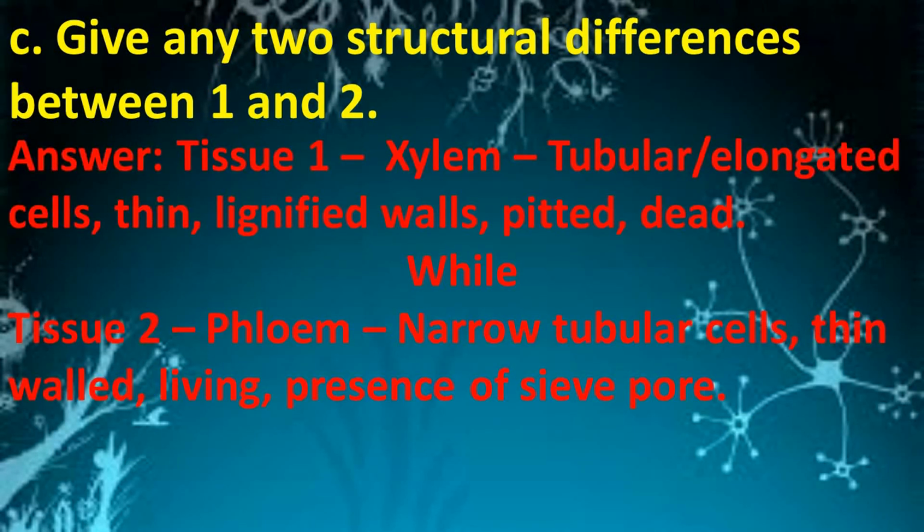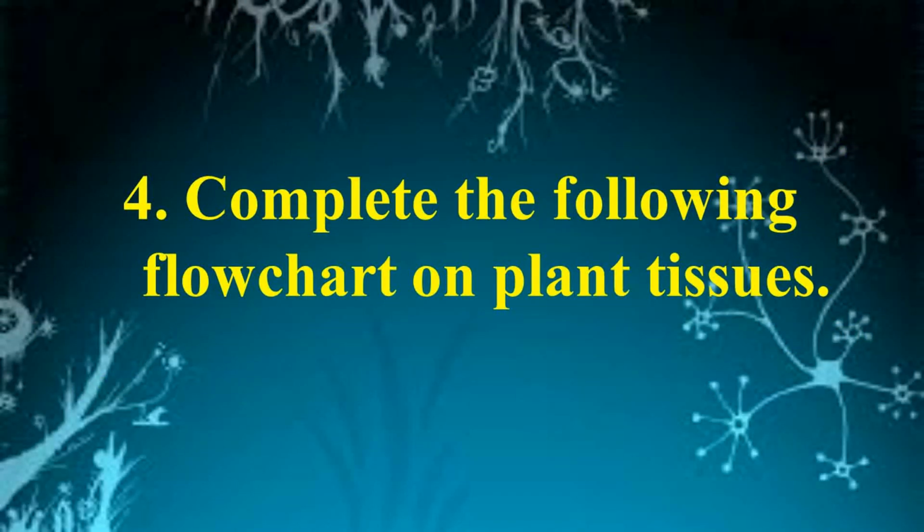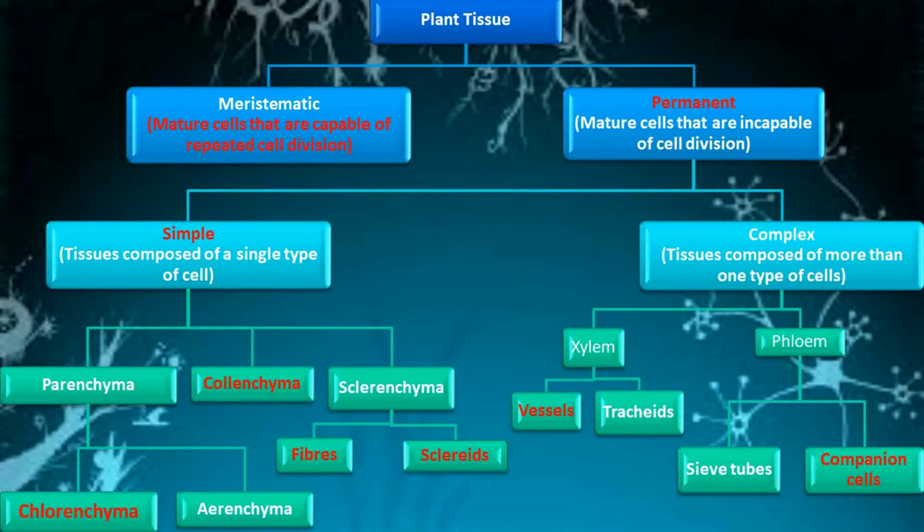Next question. Give any two structural differences between 1 and 2. Tissue 1, xylem: tubular or elongated cells, thick lignified walls, pitted, dead. While tissue 2, phloem: narrow tubular cells, thin walled, living, presence of sieve pore. Next question. Complete the following flowchart on plant tissues.